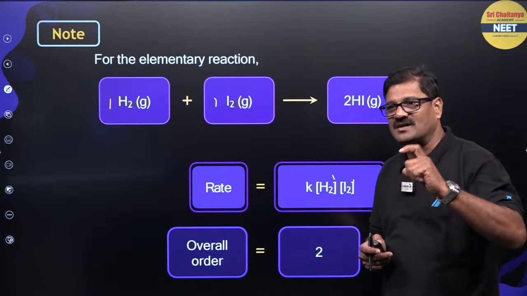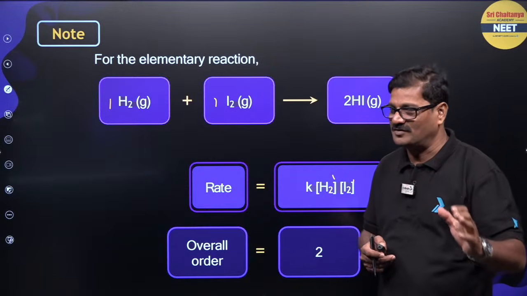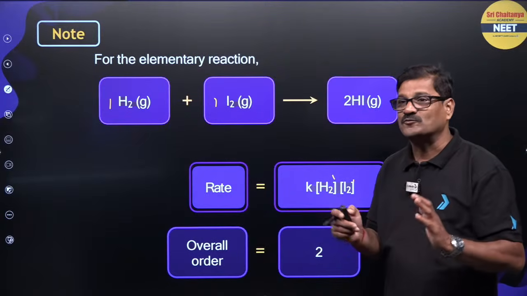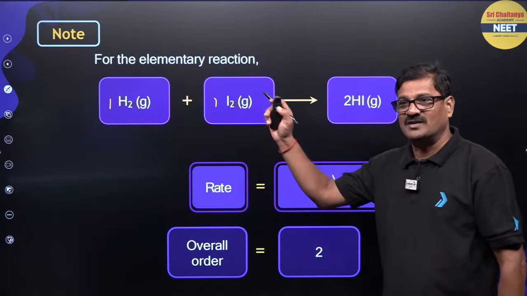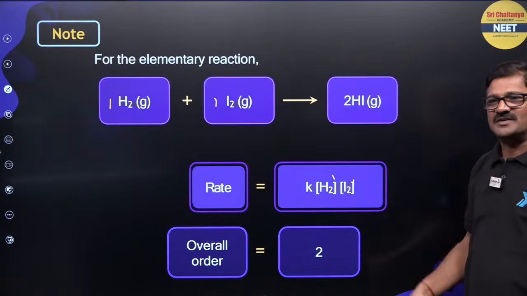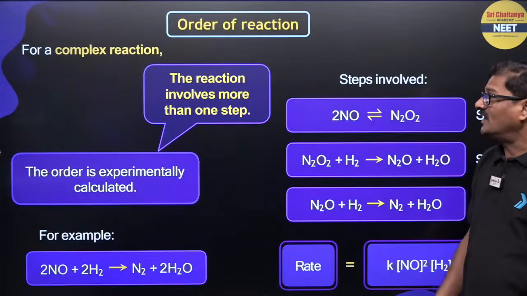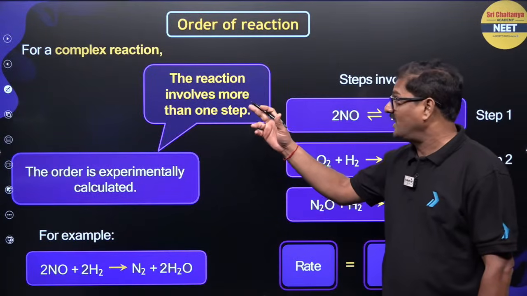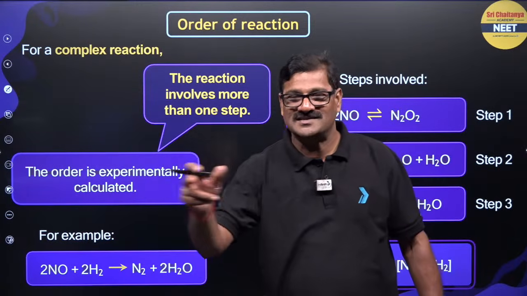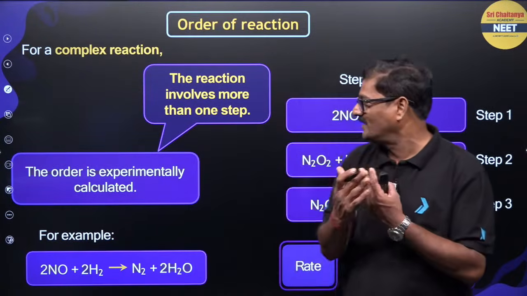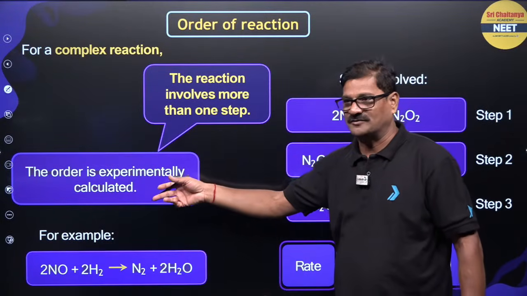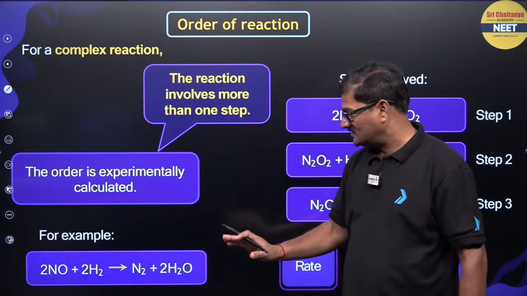Single step reactions are called elementary reactions, and multiple step reactions are called complex reactions. So जो elementary reaction है ना, एक ही step में जाता है. This is an example of elementary reaction. समझ में आ रहा है क्या? And for a complex reaction, the reaction involves more than one step. One of my students is saying in the chat box, he is correct, absolutely, तालियां आपका. And the order is experimentally calculated for the complex reaction, right?